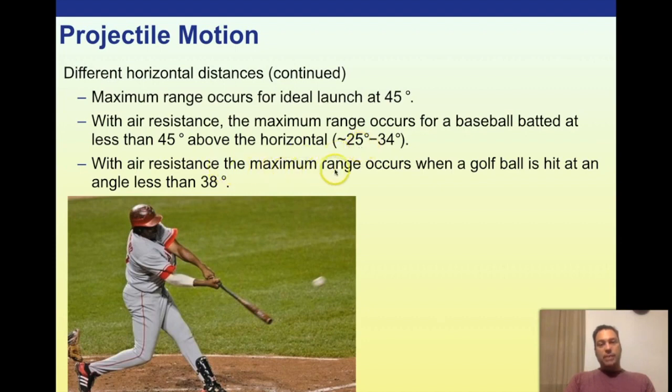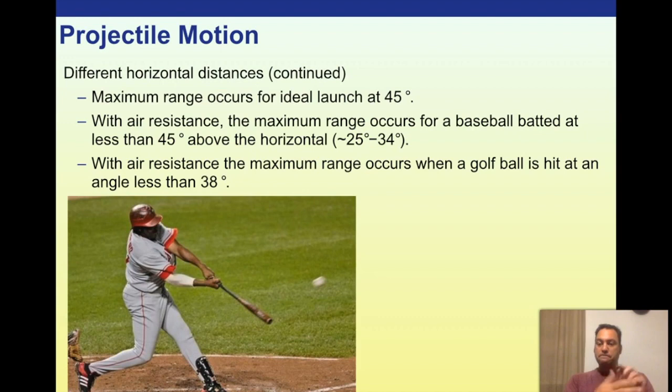With air resistance, the maximum range occurs when a golf ball is hit at an angle of less than 38 degrees. You'll notice that a driver, which is a type of club used in golf, has a pretty flat face on it. Essentially it hits the ball, and then the ball gets enough backspin that it actually spirals up into the sky at about a 45-degree angle. But you don't actually hit it at that angle.